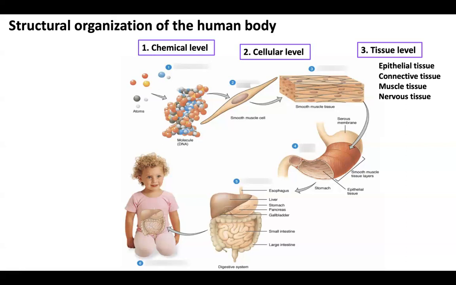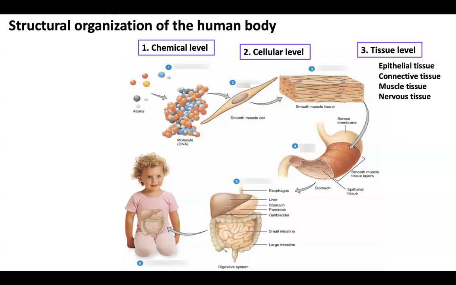The second type of tissue is connective tissue, and the main function of connective tissue is support and protection. Bone is an example of connective tissue. Cartilage is an example of connective tissue. Ligaments, tendons, even blood are examples of connective tissue. So their main function is support and protection.